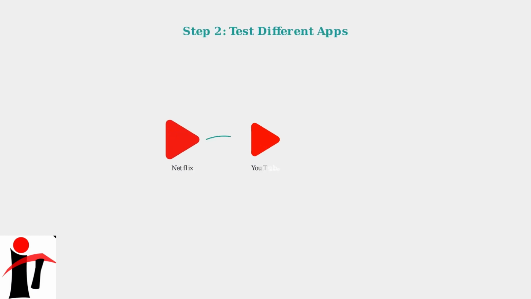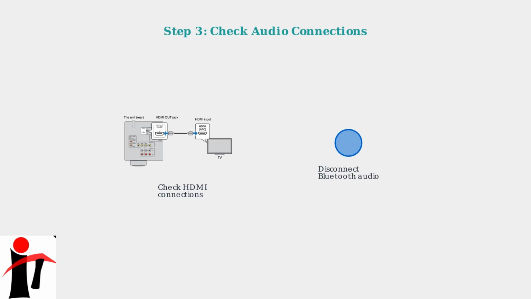Next, try a different app to see if the sound problem is specific to one application. Sometimes the issue isn't your TV, but the streaming app itself having audio problems. Check if your TV is accidentally connected to other audio devices. Your sound might be going to Bluetooth speakers or an HDMI home theater system instead of your TV speakers.